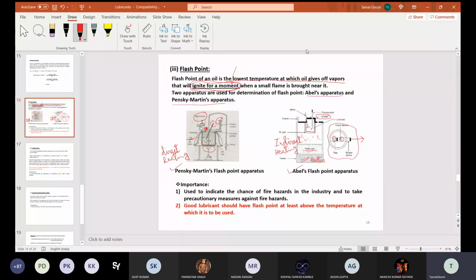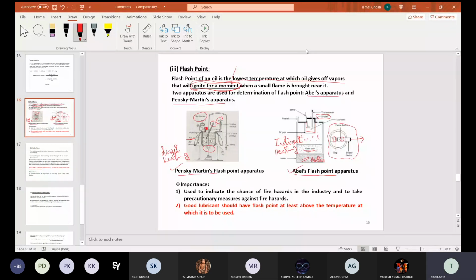Also, you can understand that in the case of Pensky-Martin, we use high flash point oil. In the case of Abel's apparatus, we use low flash point oil. So these are the two differences between these two apparatus.